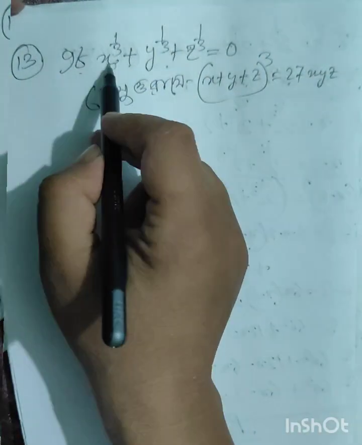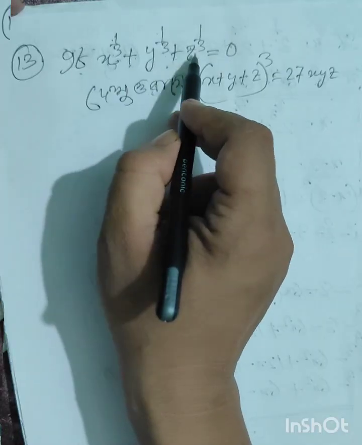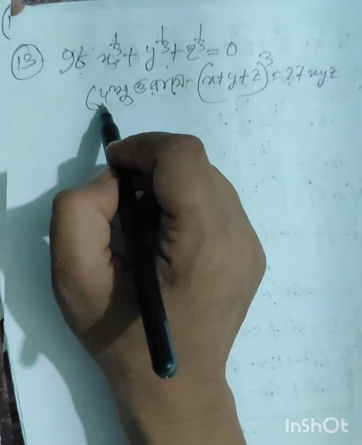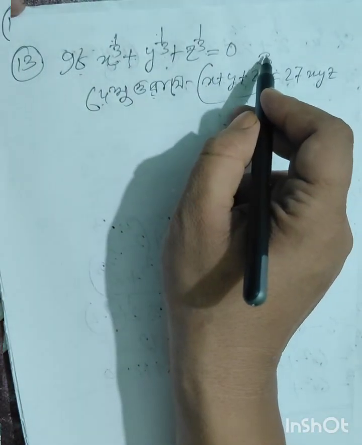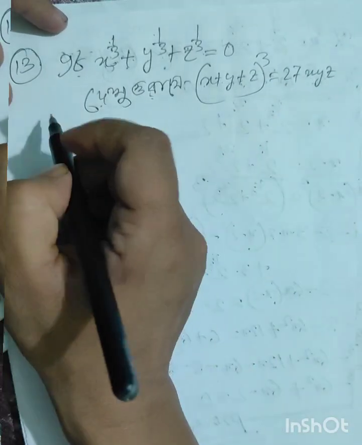Question number 13: if x to the power 1 by 3 plus y to the power 1 by 3 plus z to the power 1 by 3 equal to 0, then show that (x plus y plus z) whole cube equal to 27xyz.